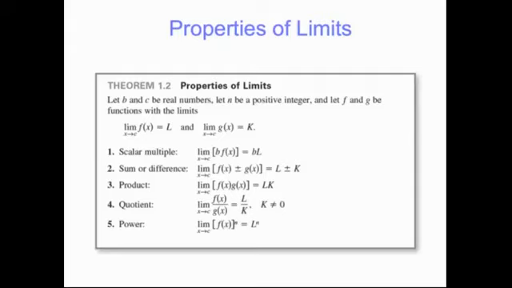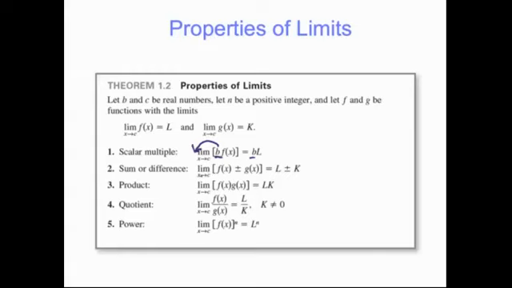So the first property that we want to look at is the scalar multiple property. This property says that the limit as x approaches c of b times f of x is equal to b times L. So our scalar here is b. Notice that we can take our scalar out from the front of the function and put it in front of the limit and evaluate it that way. In other words, the limit of a scalar multiple is equal to the scalar multiple of the limit.